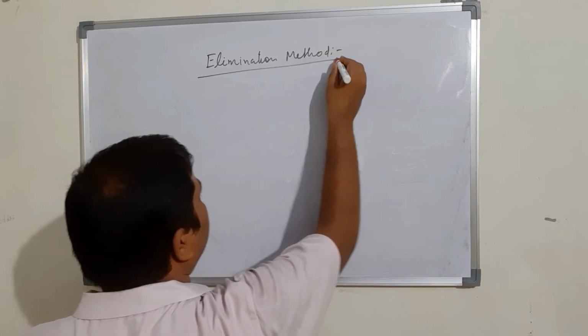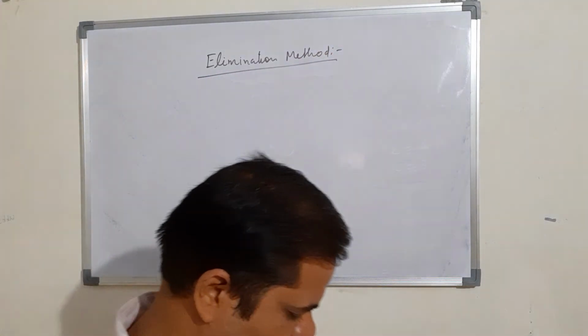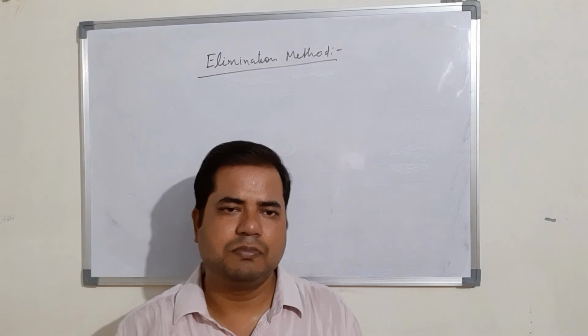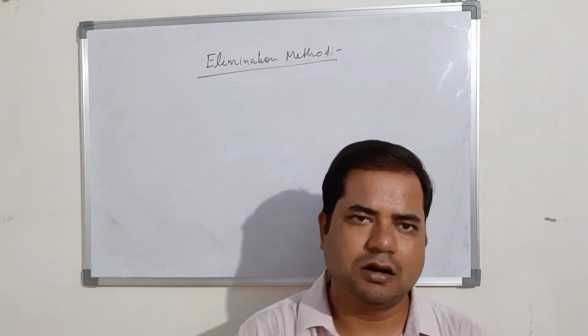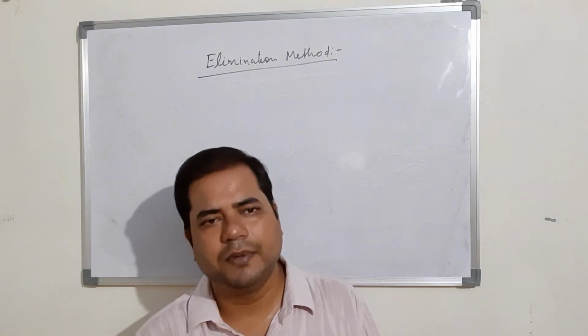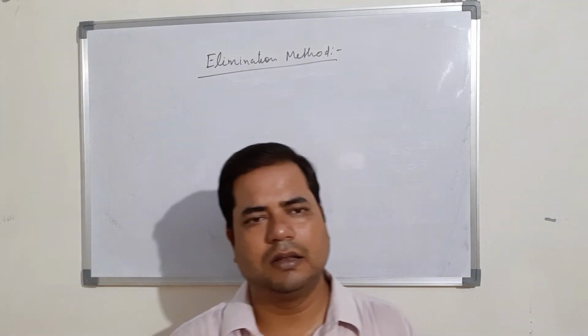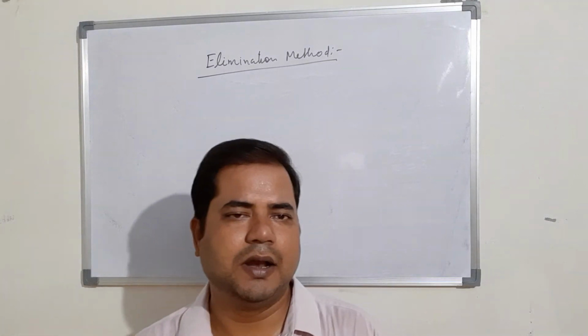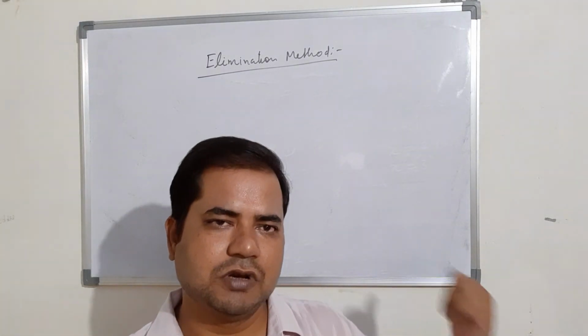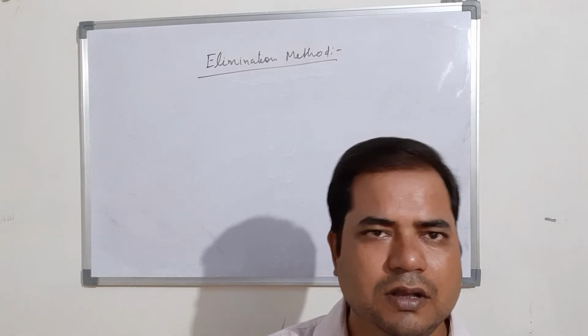In this method, we have to eliminate one variable at any cost and get the value of the other variable. After getting the value of the second variable, we put it in any equation to get the value of the first variable.